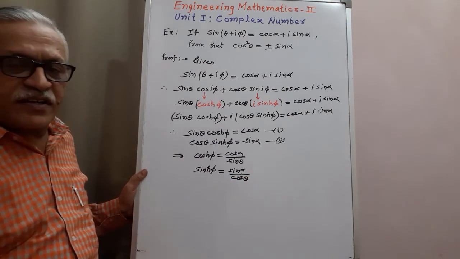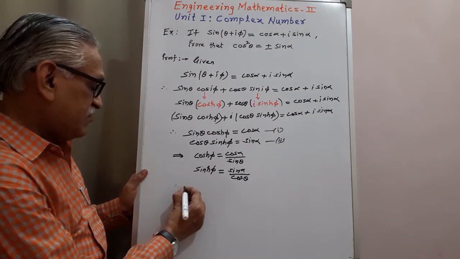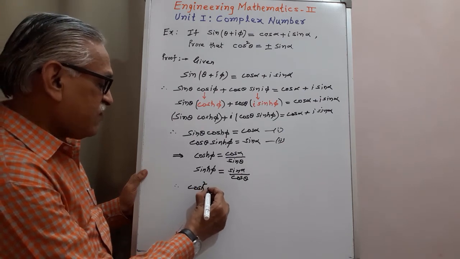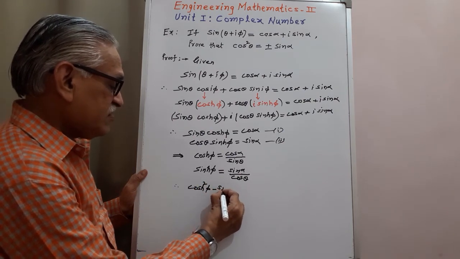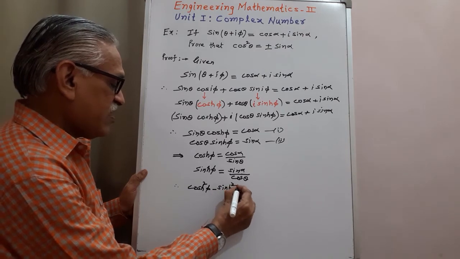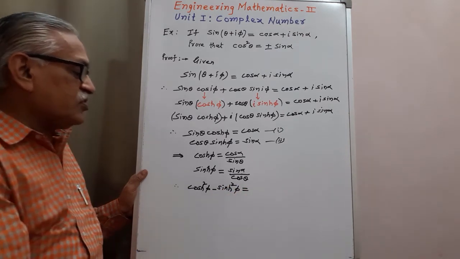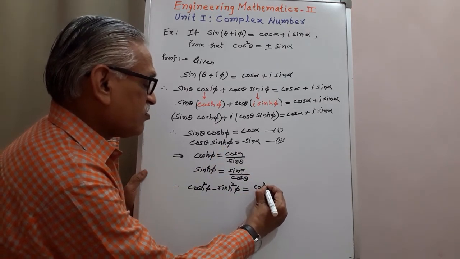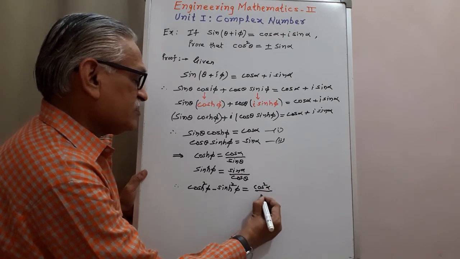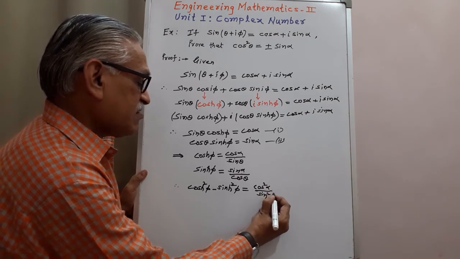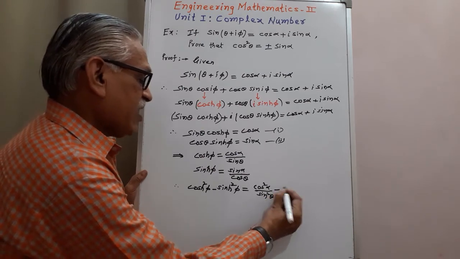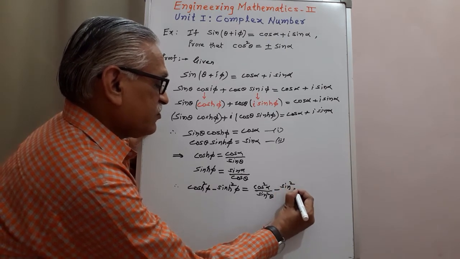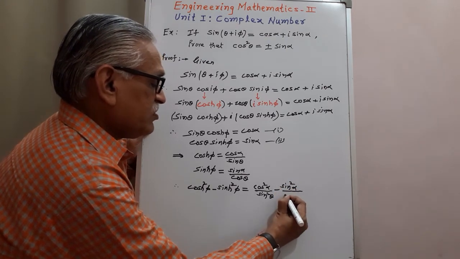And then squaring and subtracting these two, cosh²φ minus sinh²φ is equal to, square of this is, cos²α upon sin²θ minus sin²α upon cos²θ.